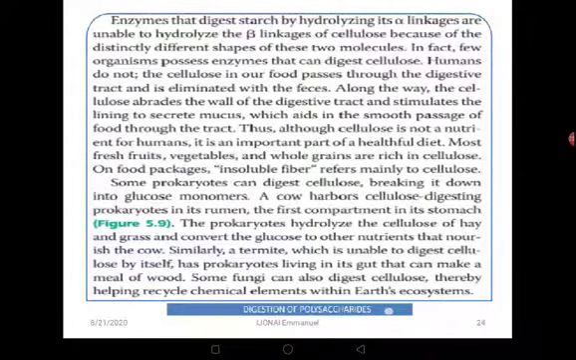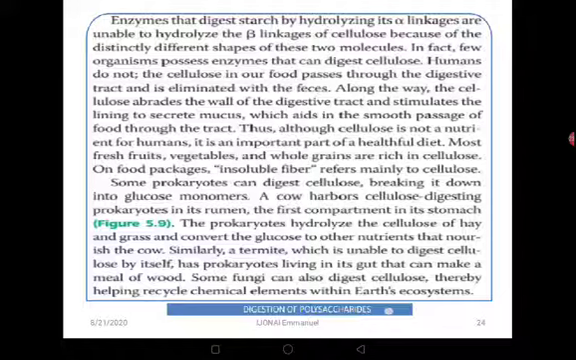And earlier on we had talked about the digestion of cellulose, but let's talk about it in comparison with starch. Enzymes that digest starch by hydrolyzing its alpha linkages are unable to hydrolyze the beta linkages of cellulose because of the distinctly different shapes of these two molecules. In fact, few organisms possess enzymes that can digest cellulose. Humans do not, so we cannot digest cellulose. The cellulose in our food passes through the digestive tract and is eliminated with the feces.